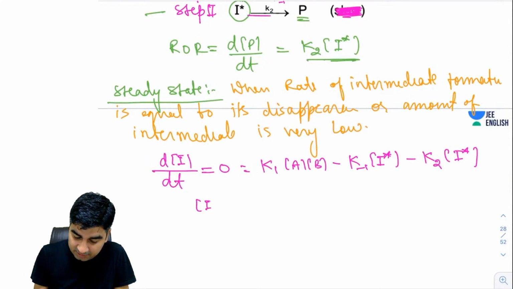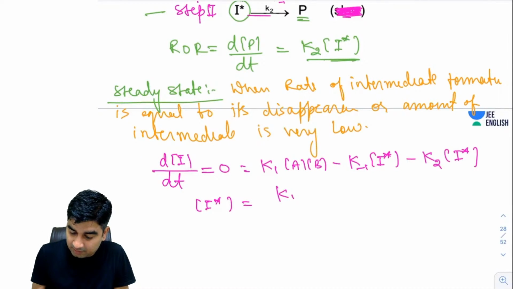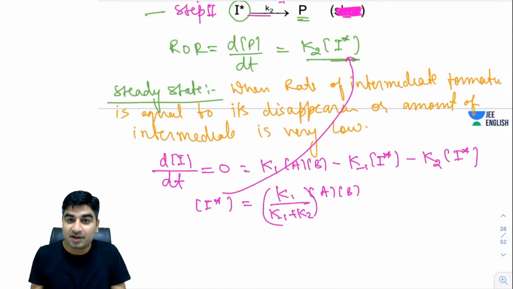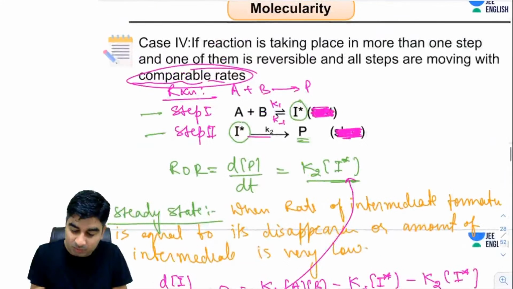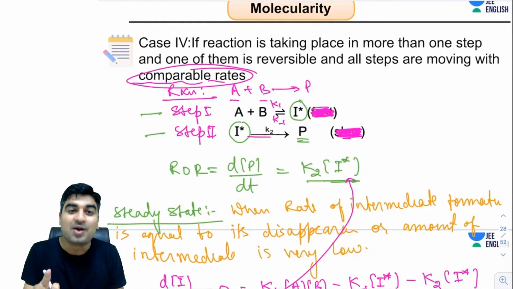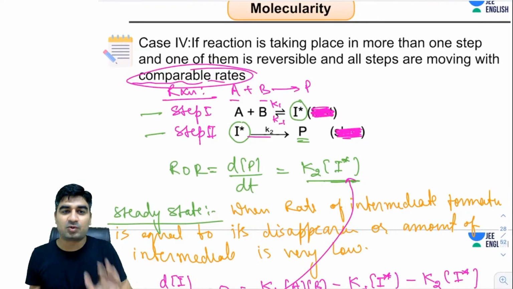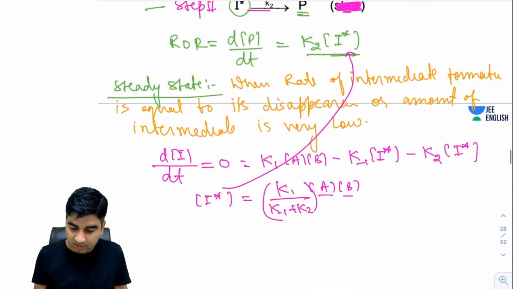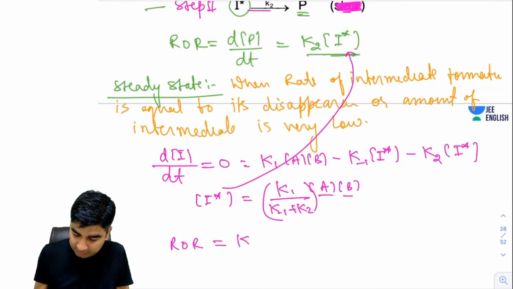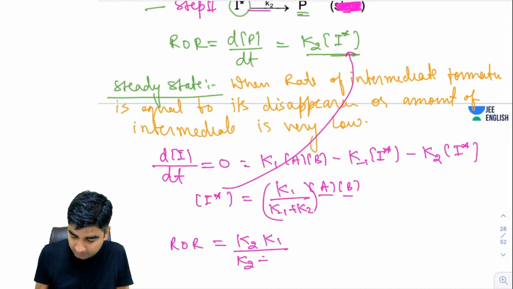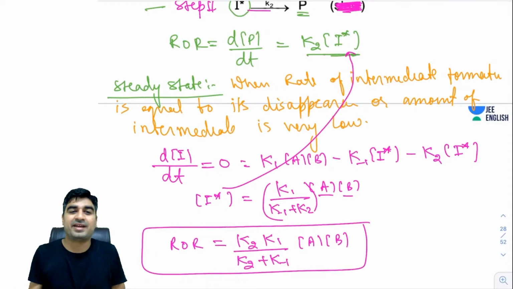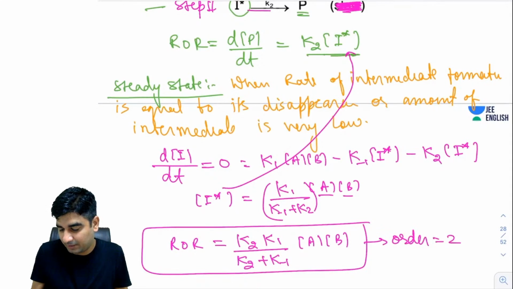Now we can get I star here. I star will be K1 into A into B over K minus 1 plus K2. And now I can place this I star here, because now I have A and B, and A and B both are reactants, right? So once I put it here, I'm going to get K1 K2 over K2 plus K minus 1 into A into B. So again, the overall order will be 2.